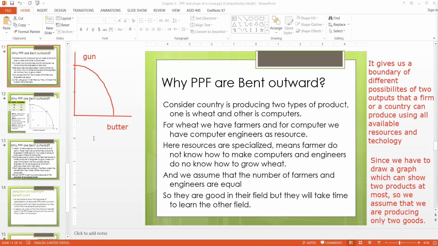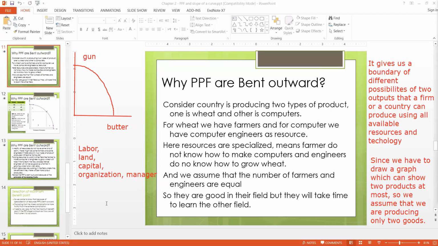The resources that we have include labor, capital, land, and organization. So all we use. So we have four types of resources: labor, land, capital goods, and organization or manager. So we have these four types of inputs that we have.